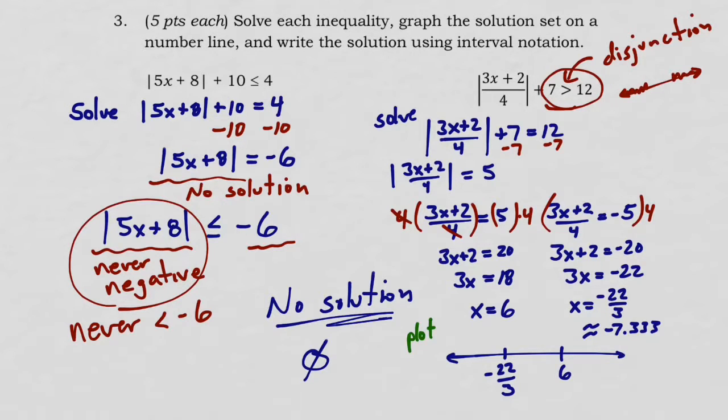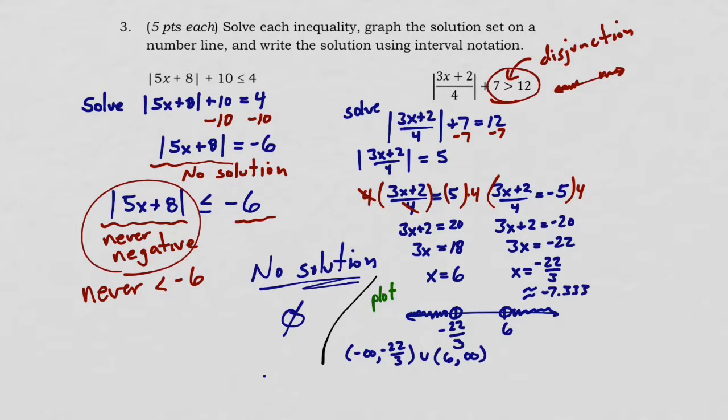Solving the related equation allowed us to find the boundaries of those solutions. Because it's a strict inequality, I want open dots at the two boundaries. So our solution for this problem involves all the values that are below negative 22 over 3 and all the values that are above 6.